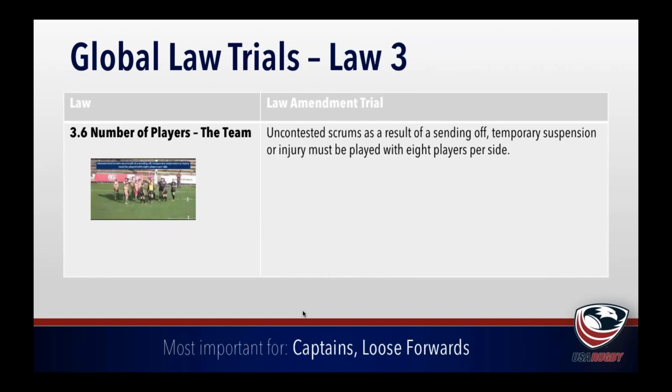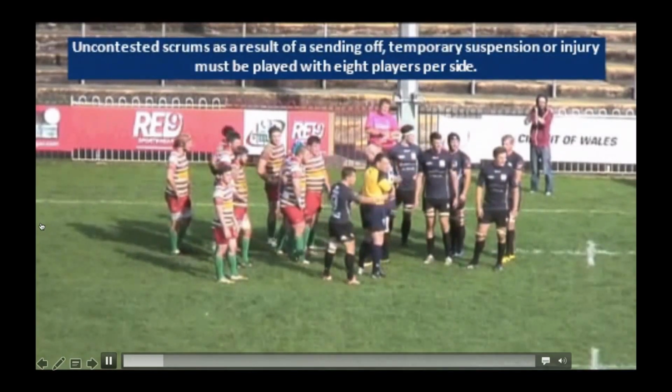Okay, number of players. This has to do with when an uncontested scrum happens. When a team has to have uncontested scrums, which is the result of a sending off, a temporary suspension, or an injury, then that scrum must be played with 8 players per side. For example, if a team has a prop that is yellow carded and there are no more props available and they must go to uncontested scrums, a player from the back line must be added to that scrum in order to play with 8 players. An 8-man scrum must be played.